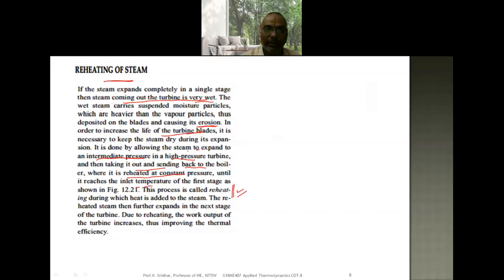Just once again I'm repeating. What we have to do in reheating is allow the steam to expand to an intermediate pressure in a high pressure turbine. That is, we are using two turbines here, the high pressure turbine as well as the LP turbine, the low pressure turbine, and then taking the steam out and sending it back to the boiler, where it is reheated at constant pressure until it reaches the inlet temperature of the first stage. That is known as reheating.